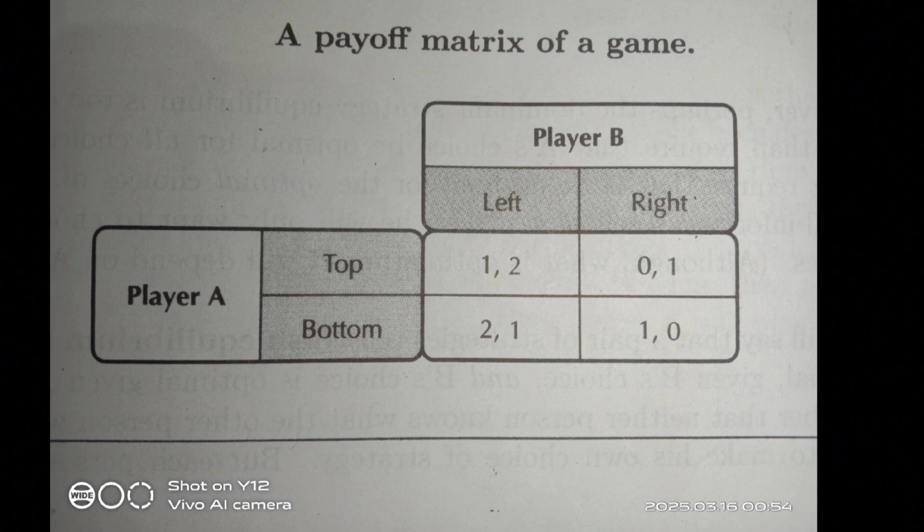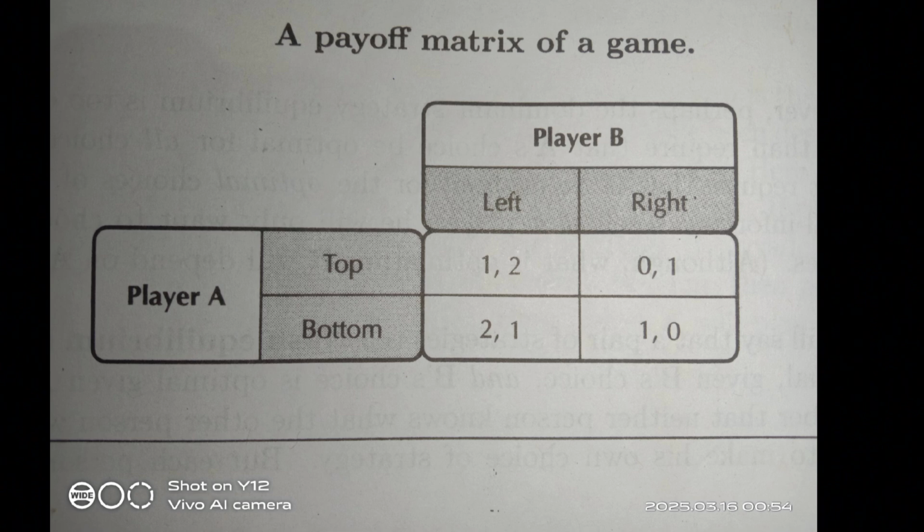If A says top and B says left, then we examine the top left hand corner of the matrix. In this matrix, the payoff to A is the first entry in the box, that is 1, and the payoff to B is the second entry, that is 2. Similarly, if A says bottom and B says right, then A will get a payoff of 1 and B will get a payoff of 0.